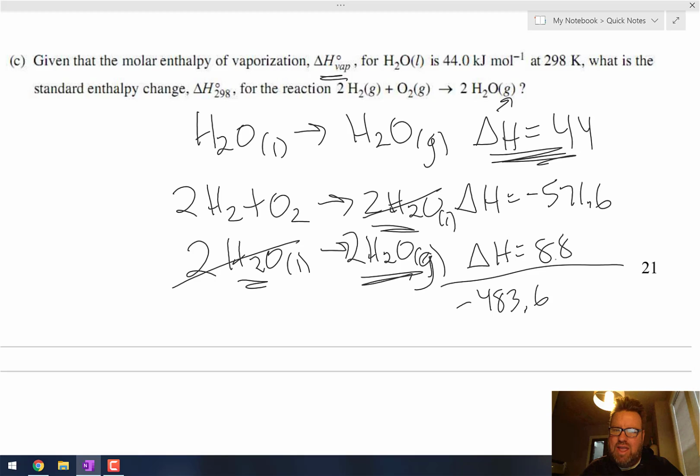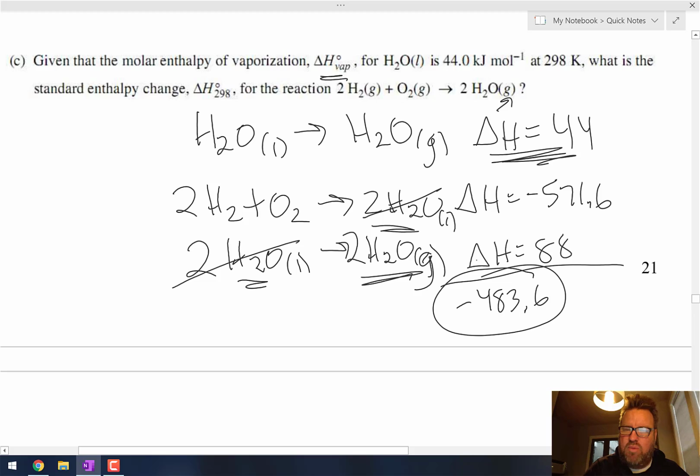But again, the key is you can manipulate a chemical equation any way you want to make this work. You can double the equation, triple the equation, quadruple it, cut it in half, whatever you need to do. You can flip equations, and of course you can add equations together. And when you do that, you will come up with new enthalpy changes for that new chemical reaction.